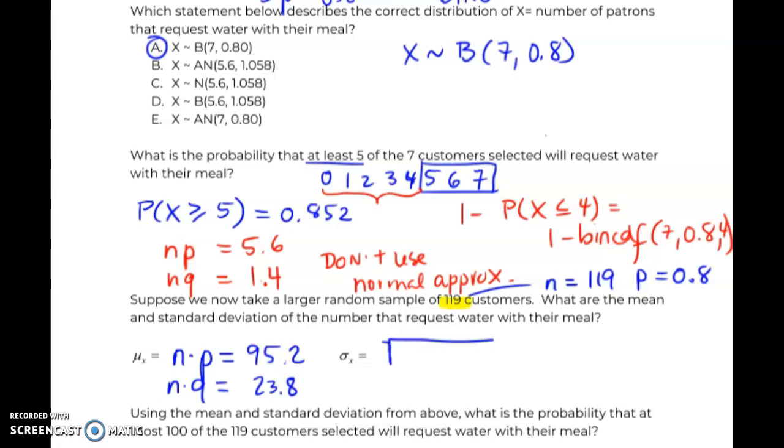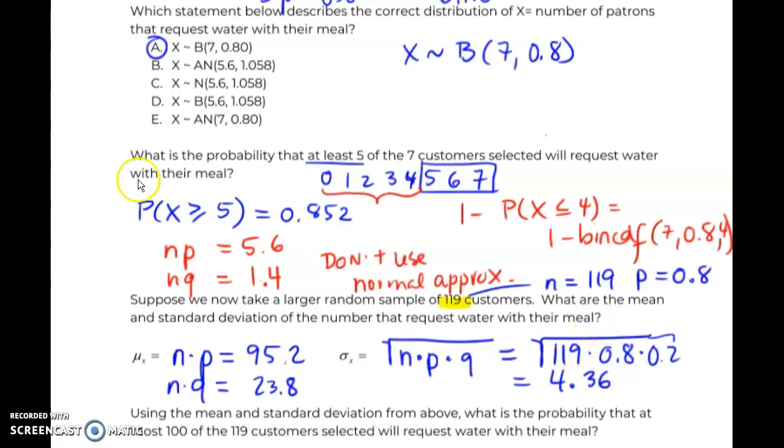For finding the standard deviation, we're going to do the square root of N times P times Q, which is the square root of 119 times 0.8 times 0.2, which gives a standard deviation of 4.36. So now, since both our expected number of successes and our expected number of failures is at least 10, we can say that X follows an approximately normal distribution with mean equal to 95.2 and standard deviation 4.36.